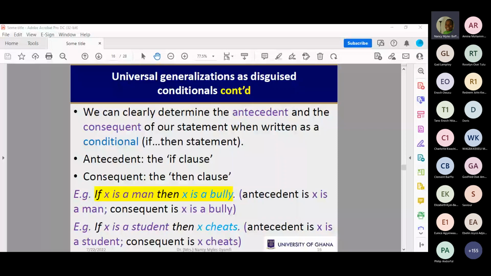Now, what if I said, no man is perfect? That is also a universal statement, just that it's a universal negation. When you open it, it will be: if X is a man, then X is not perfect. That is how you interpret it. The not goes into the consequent, the second part. No man is perfect. You are saying, if I found anything that is a man, that thing will not be perfect. So if X is a man, then X is not perfect. That's the universal negation, opened out into a conditional.